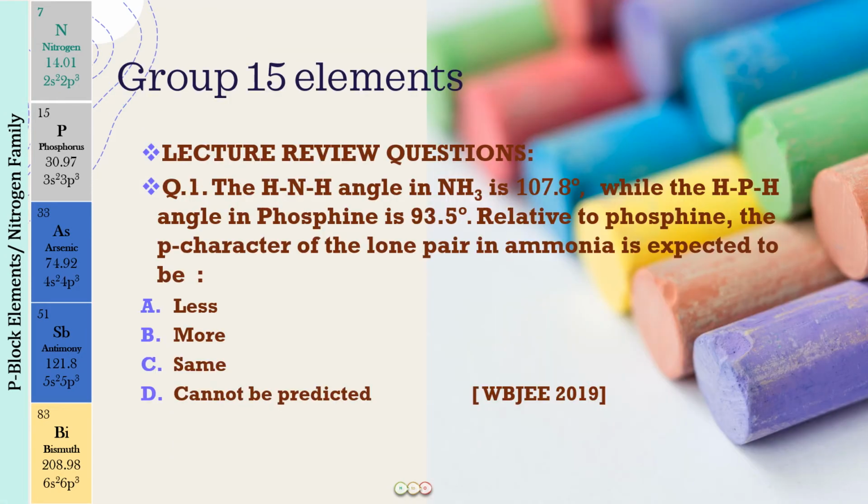So what is going to be the correct answer for this question? What we are asked is the p character of the lone pair in ammonia relative to phosphine. In ammonia, the lone pair is present in the sp3 hybrid orbital, whereas in phosphine it is present in the s orbital, right? So here it will be 75% p character, here it will be 0% p character. Therefore, the p character of the lone pair in ammonia is more. So the correct answer is going to be choice B.